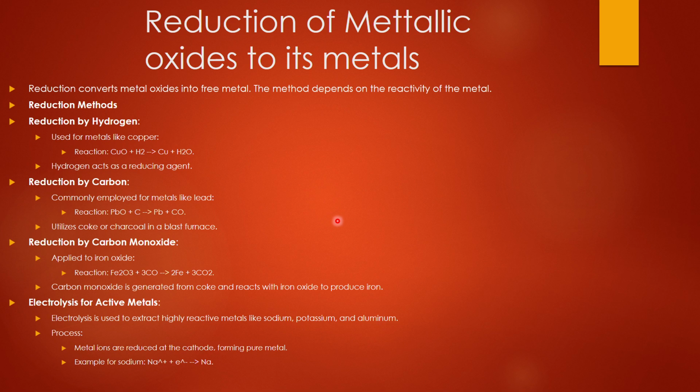Okay. So if we move ahead, reduction converts metal oxides into a free metal. Means, if you take aluminum oxide, that is converted into metal. The method depends on the reactivity of the metal. So here comes in the electroactivity series, and I will give you a short form for it.